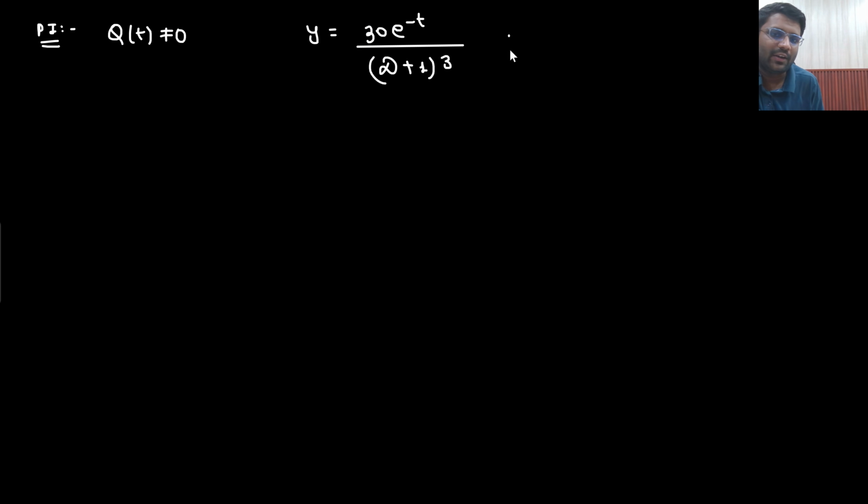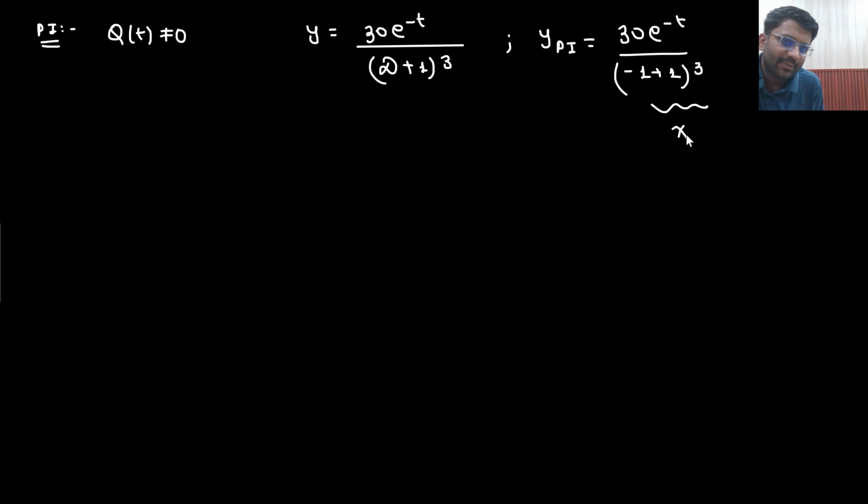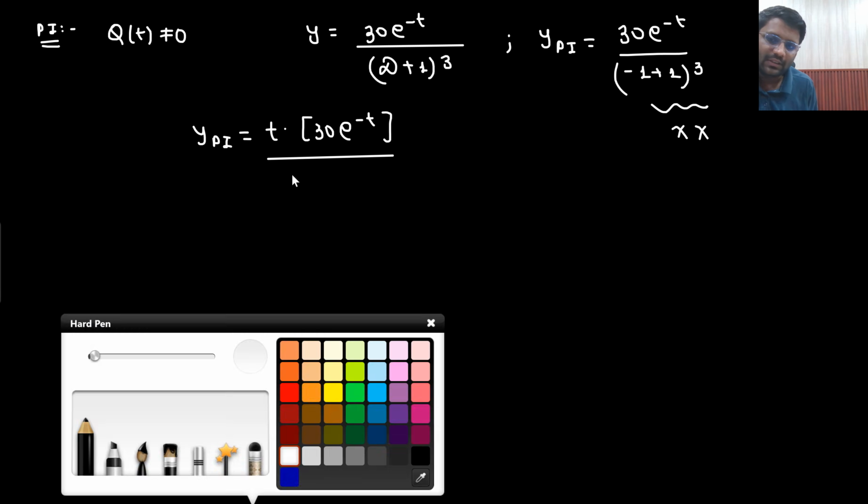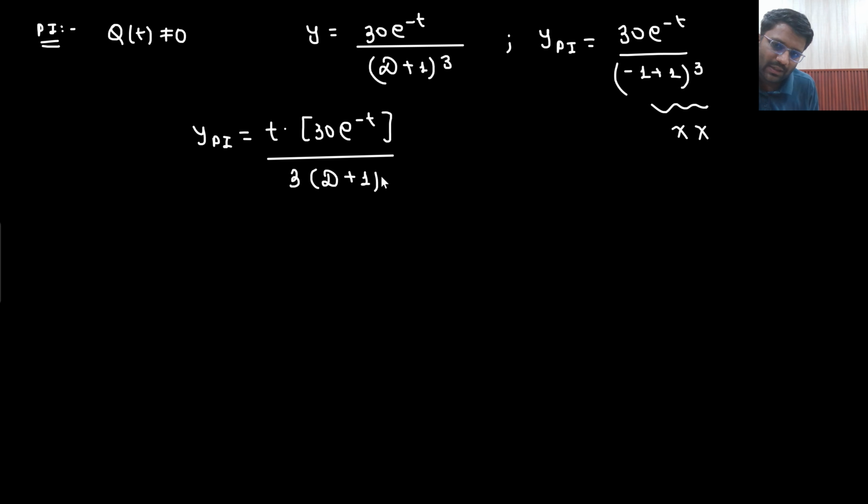If I put D equals to minus 1 here, then this is creating a problem for me, which means it is not acceptable. So what I will do is multiply with t on the upper side, and on the downward side I will differentiate. The differentiation of this is 3 into D plus 1 whole square. Now again, if I put minus 1 here, it will create a problem. So again I will have to multiply with t.